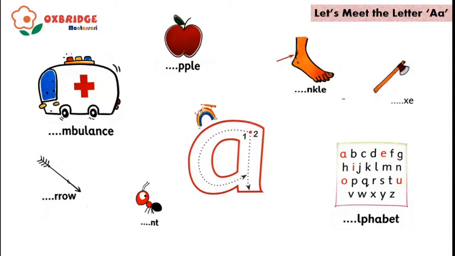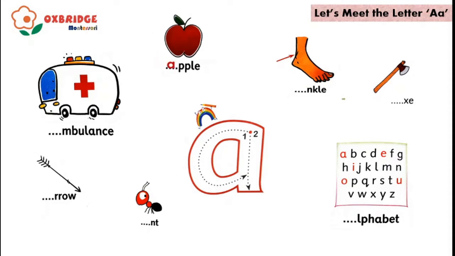To produce a consonant sound, we have to move our lips and tongue. This is the difference between vowel and consonant sounds. Now we have to find out what is the beginning sound of apple. To find out, we have to say apple slowly and focus on the beginning sound. Apple. So the beginning sound of apple is A.